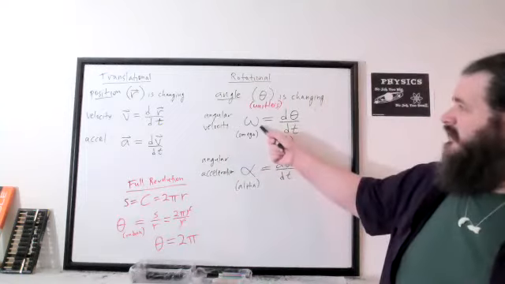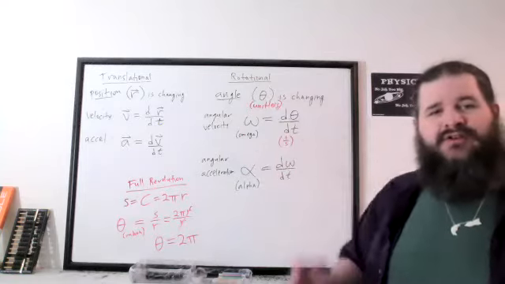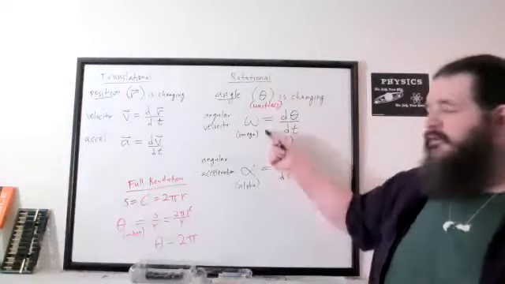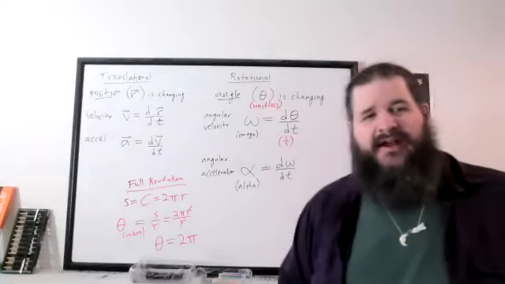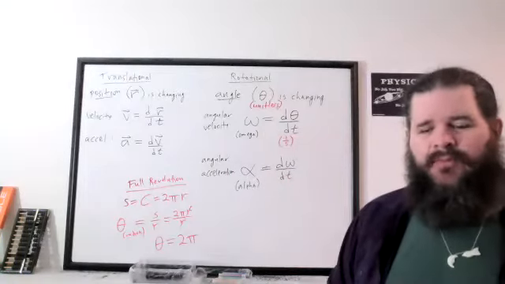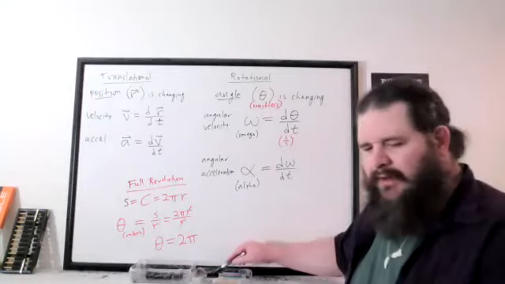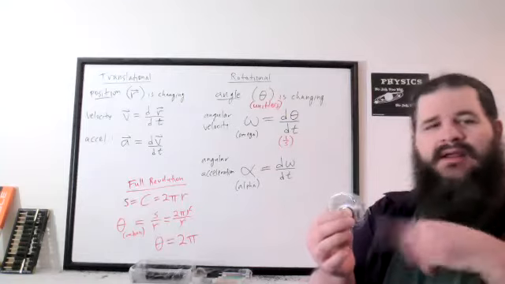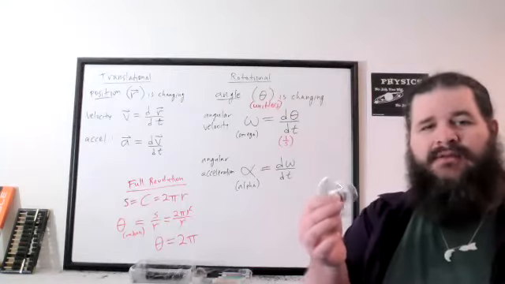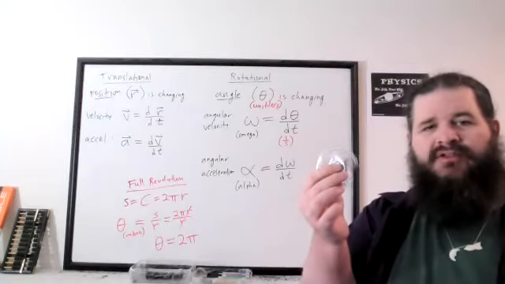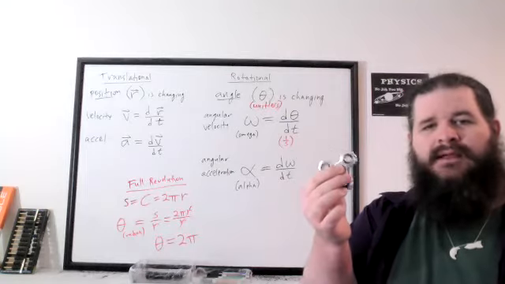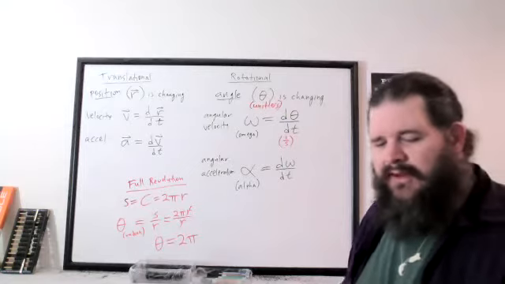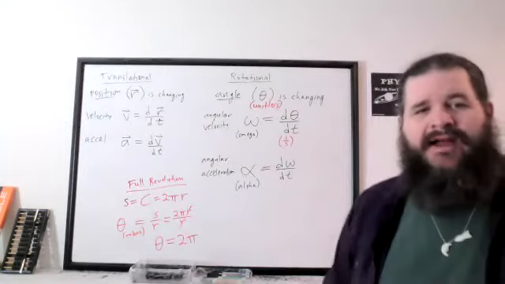So angular velocity tells you how fast you're changing the direction, how fast you're rotating. Angular acceleration tells you how fast your rate of spin is changing, how fast your angular velocity changes. So for instance, if you've got an object that's spinning at a constant rate, it has an angular velocity but no angular acceleration. But if it's in the process of slowing down, it has angular velocity and angular acceleration. So angular acceleration means it's changing how fast it's spinning.